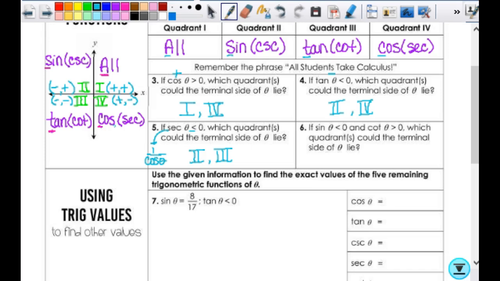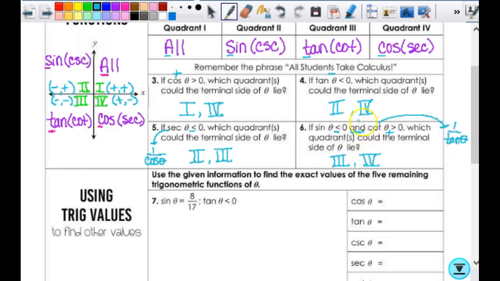So then it says, if sine of theta is less than 0, so it's negative, and cotangent of theta is greater than 0 or positive, which quadrant or quadrants could the terminal side of theta lie in? And here "and" is very important. And sine, we got that. Cotangent, we know, is just 1 over tangent theta. All right, so sine of theta being negative or less than 0. Sine is positive, positive, so it's these two quadrants here where your sine is negative. And so it would be quadrants 3 and 4.